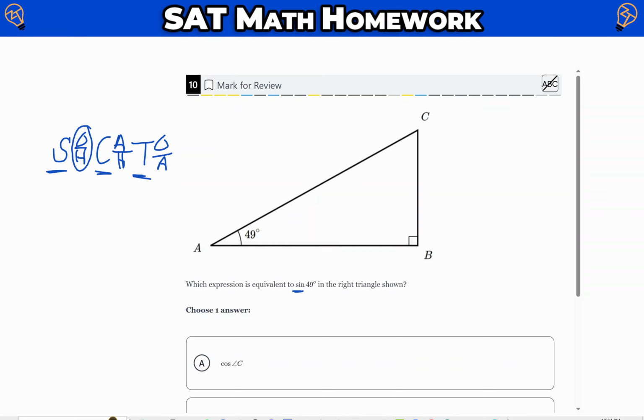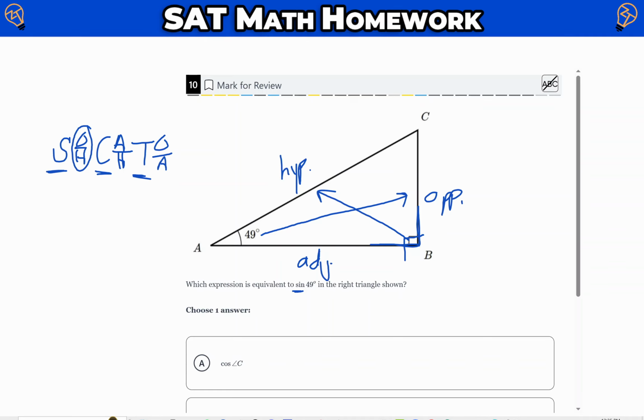So let's label these sides. The easiest one for me is always opposite. So from 49 degrees, this is clearly the opposite side. The next easiest for me is the hypotenuse, which can either be described as the one side not touching this right angle symbol, which is right here, or you could think of it as the side across from the right angle. And by default, this other one is the adjacent side.